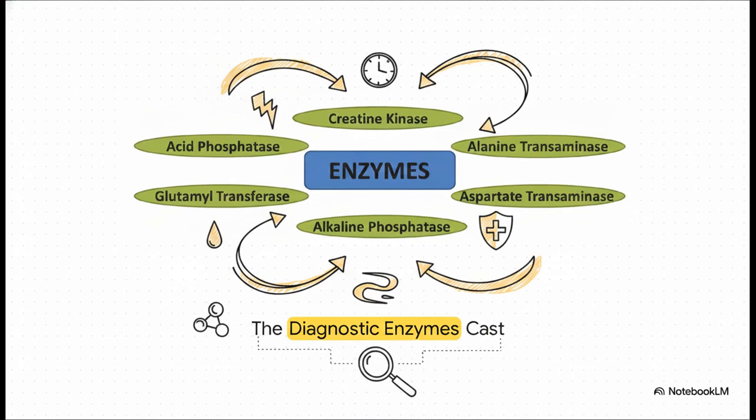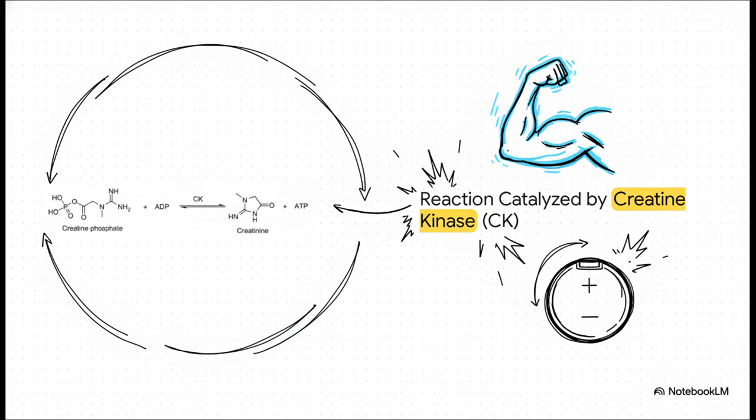Let's start by taking a closer look at one of the body's most critical energy regulators. Let's examine the biochemical reaction catalyzed by creatine kinase, or CK. For the biochemistry researchers in our audience, this is just a brilliant system. CK forms the absolute core of an energy network known as the phosphocreatine circuit. You can think of it as a cellular battery shuttle.